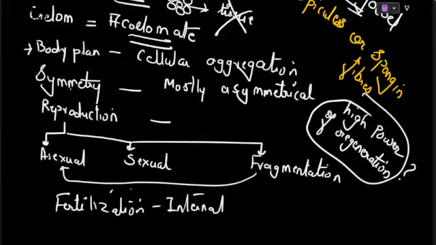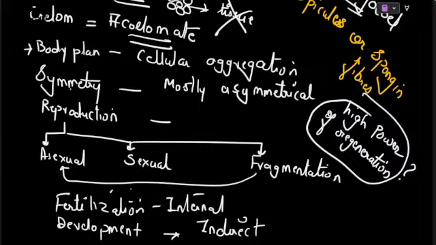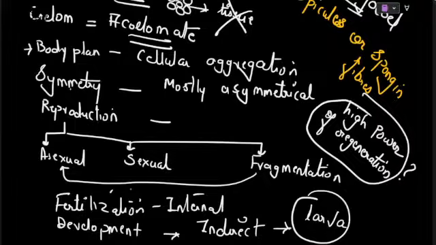Next, development. What do you mean by indirect development? Indirect development means the young will not look like the adult stage. They will show metamorphosis. What is the difference between direct and indirect development? In direct, they do not show metamorphosis. In indirect, they show metamorphosis. Examples for direct are fishes, reptiles, birds, and mammals. Humans show direct development, right? There are no different stages. But in case of indirect, they have different stages. Examples are invertebrates and amphibia.